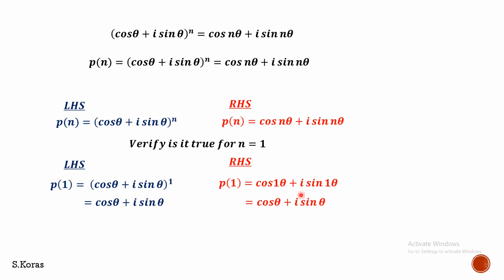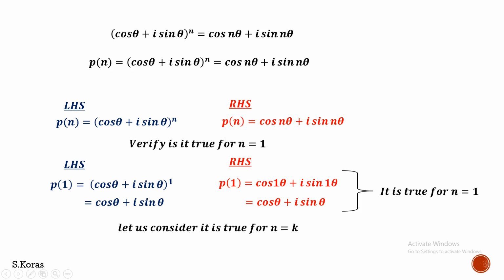Since it is true for n is equal to 1, now we can consider it is true for n is equal to k. So if we consider it is true for n is equal to k, then the equation will be, instead of n we have to write now k. P of k is equal to cos theta plus i sin theta the whole power k is equal to cos k theta plus i sin k theta. So now we are considering cos theta plus i sin theta the whole power k is equal to cos k theta plus i sin k theta.